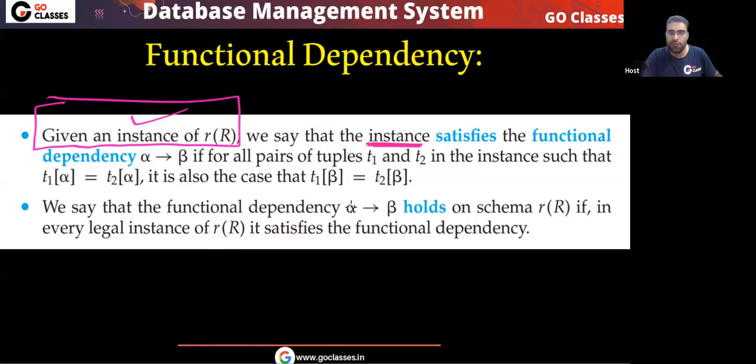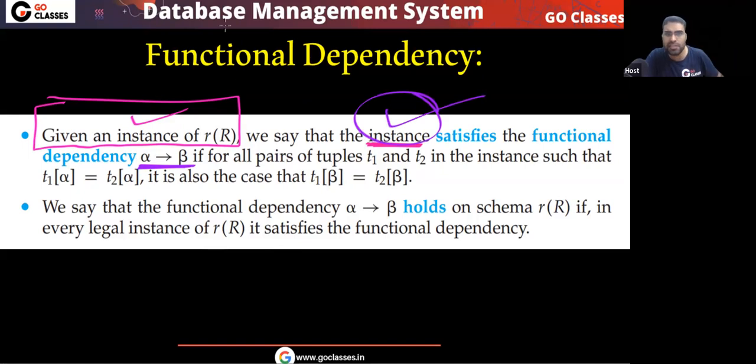But tell me, if I give you a particular instance and some functional dependency is satisfied in that instance, is it mandatory that it will be satisfied for the schema? On this instance, if this dependency is satisfied, can I say this dependency is satisfied by the schema? No, that is not correct.